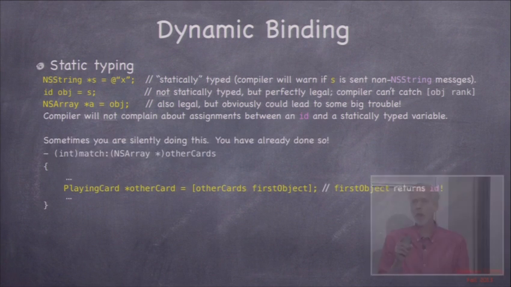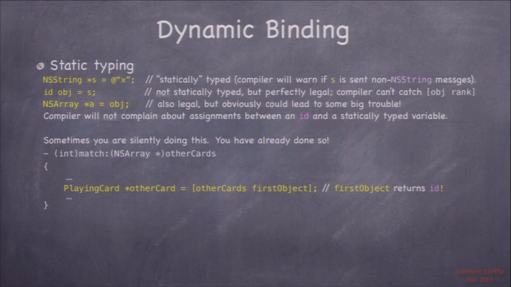And in fact, in the code that we've written, we already did this, kind of silently. Remember that in match, in PlayingCard's match, we put a line in there that said PlayingCard star otherCard equals otherCard's firstObject. Remember that? Well, the method firstObject in NSArray returns an id. If you go look it up in the documentation, look at its return type, parentheses id. So we just assigned a PlayingCard to an id. So that object that came out of that array better be a PlayingCard or we're going to crash at runtime.